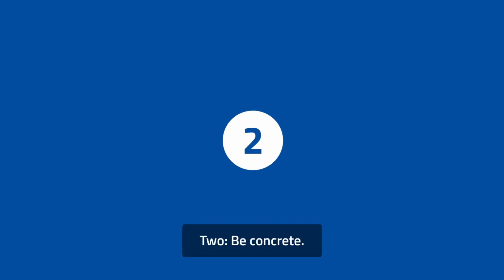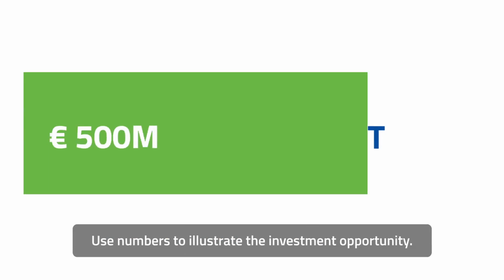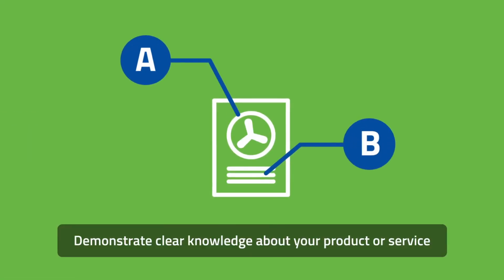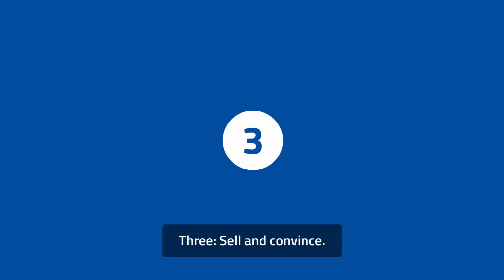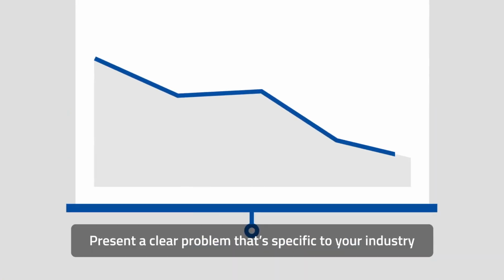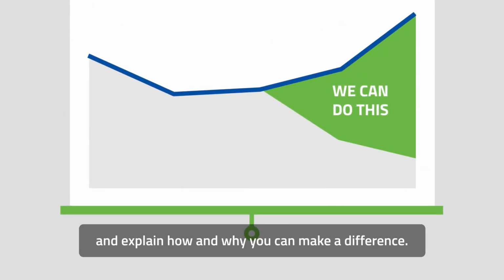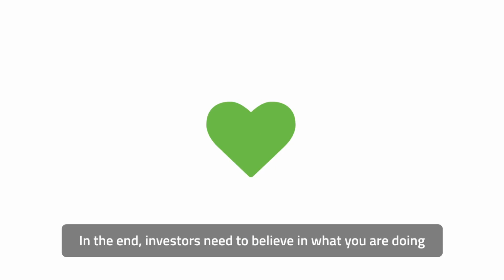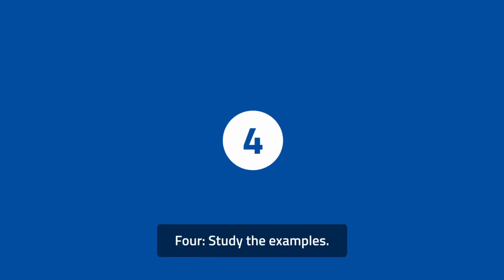2. Be concrete. Use numbers to illustrate the investment opportunity. Demonstrate clear knowledge about your product or service and the market you are operating in. 3. Sell and convince. Present a clear problem that's specific to your industry and explain how and why you can make a difference. In the end, investors need to believe in what you are doing and that you are the right team to deliver.